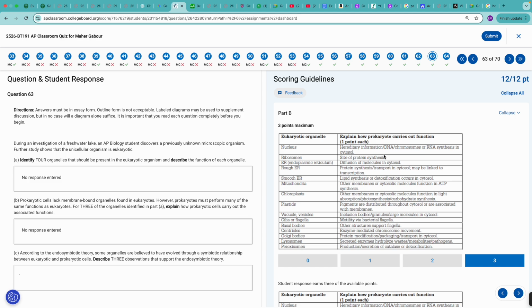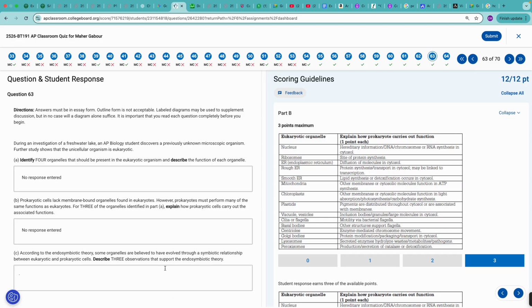If you picked endoplasmic reticulum, you can say the diffusion of the molecules is in the cytoplasm because there's no endoplasmic reticulum, so it just diffuses straight in the cytoplasm. See, the protein synthesis and the transport is in the cytoplasm. For the rough endoplasmic reticulum and the smooth endoplasmic reticulum, same thing, it occurs in the cytoplasm: the lipid synthesis and the detoxification. So it's pretty straightforward, okay?